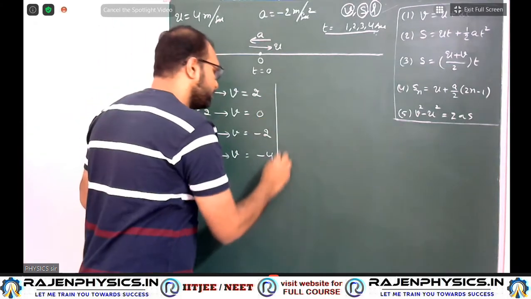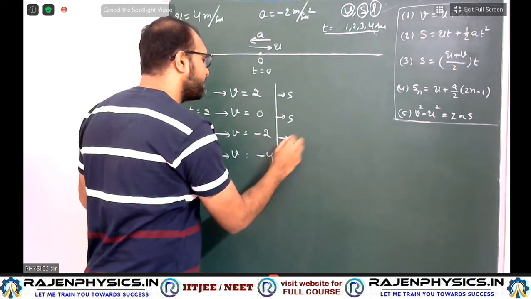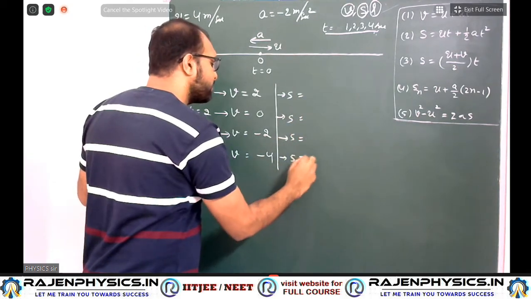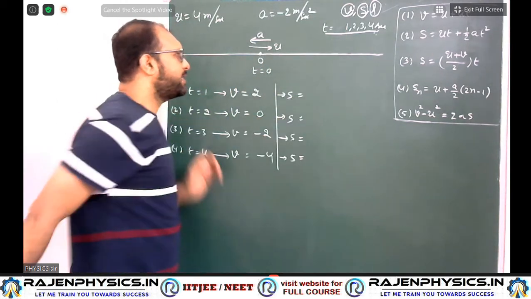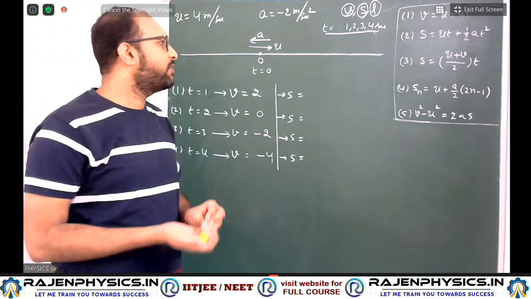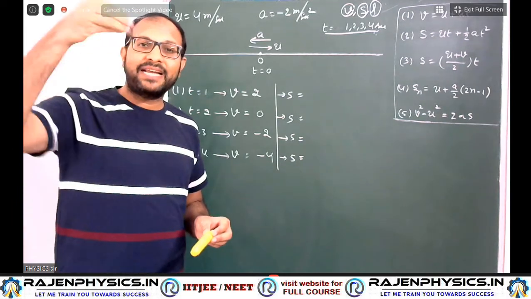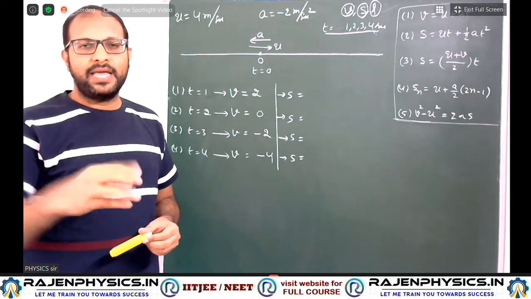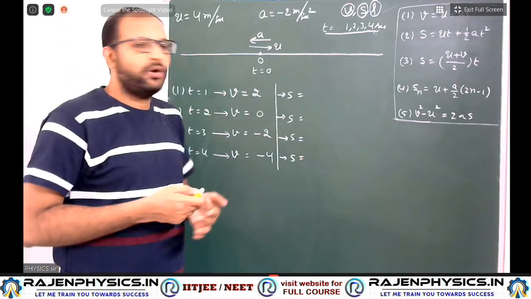Now, displacements are also required. Displacement, the symbol here I am using as s. Displacement from t equal to 0 to t equal to 1, t equal to 0 to t equal to 2, t equal to 0 to t equal to 3, t equal to 0 to t equal to 4. Because displacement means time interval required. Position means time required. Displacement means time interval. Interval in the sense starting from t equal to 0 only.